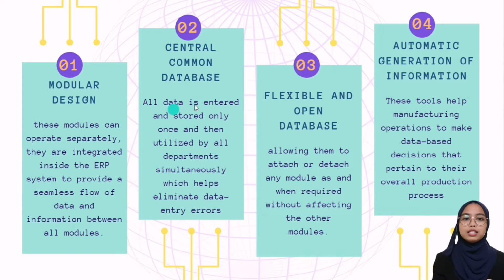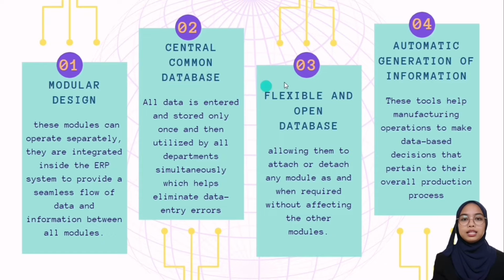The second characteristic is the central common database, which is called a DBMS. All data is entered and stored only once and then utilized by all departments simultaneously, which helps eliminate data entry errors and other flaws associated with using a distributed database.